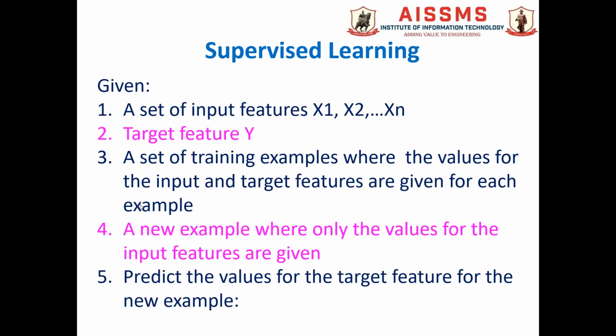We can see that there is a set of training examples where the values for the input and target features are given for each example, and for a new example where only the values for the input features are given, the system should be able to predict the values for the target feature for the new example.